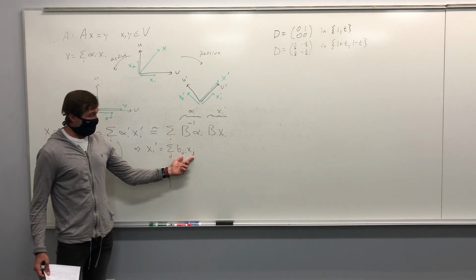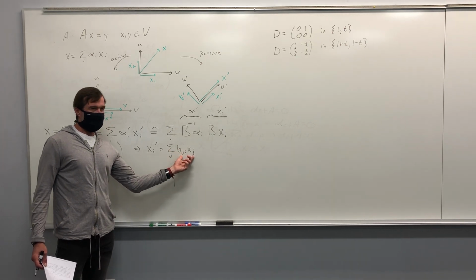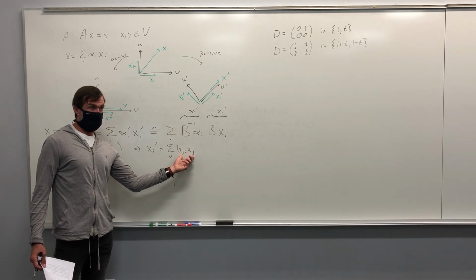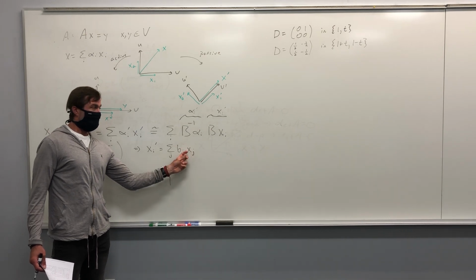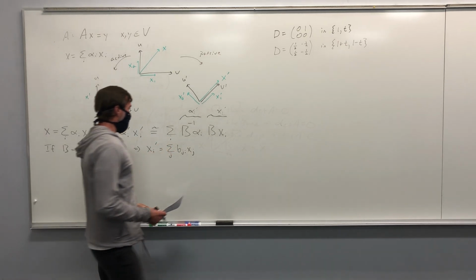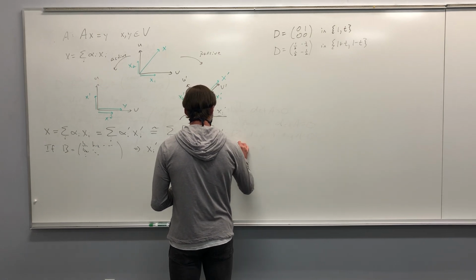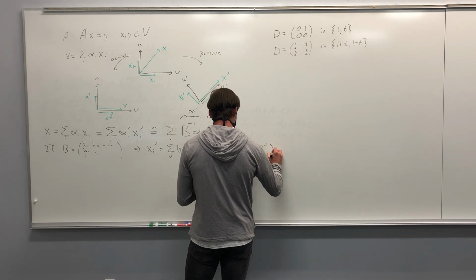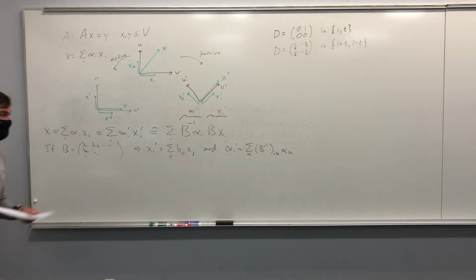Okay? You're summing over the first index of the matrix, not the tensor, of the matrix, and then the index on the vector. This is not matrix multiplication. In fact, if you wanted to kind of view this as matrix multiplication, you would reverse the order of these. Okay? And alpha i prime is equal to the sum over k of B inverse_ik alpha_k. Okay?